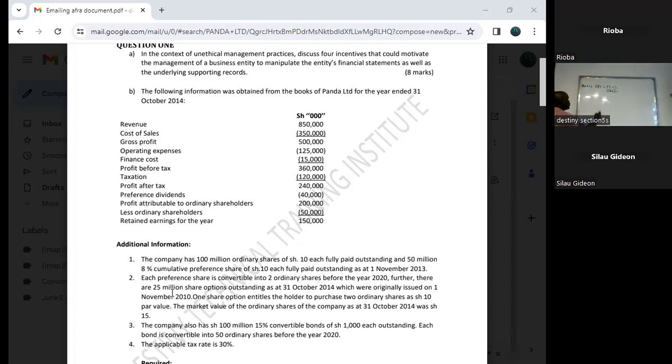And therefore, powers will be, just pick it from that P&L which they have done for us. You can see there, profit attributable to ordinary shareholders. I hope you can see the 200,000. So you take the 200,000, divide by the number of ordinary shares. There was no change in shares. The opening remained the same. There is none which was converted. So you just take the 100 million ordinary shares. We are working in thousands, so 100 million will be that way. Therefore, we are reporting shillings 2 per share. So that was to give you 2 marks.